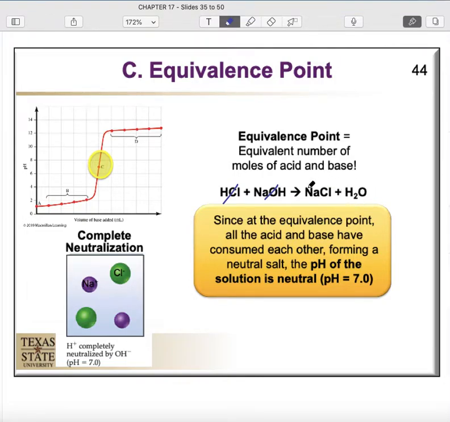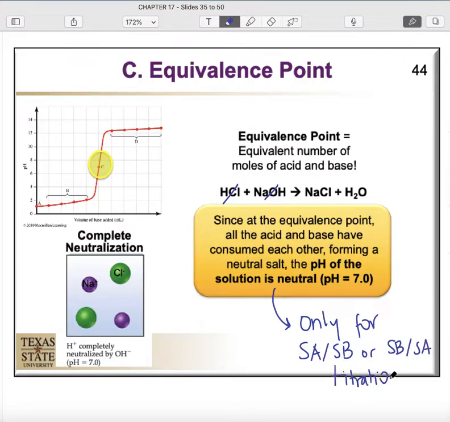Now, water is neutral, and sodium chloride, or any salt that is formed from a strong acid and a strong base, is going to be a neutral salt. Because of that, the solution is going to be neutral, meaning that the pH is going to be equal to 7, and we actually don't have to do any calculations. So this is only for the equivalence point of a strong acid, strong base titration. Make sure that you don't confuse it, because for a weak acid or weak base titration, the pH will not be 7. I'm going to go ahead and write this down. Only for strong acid, strong base, or strong base, strong acid titration. Not for a weak acid or a weak base titration.